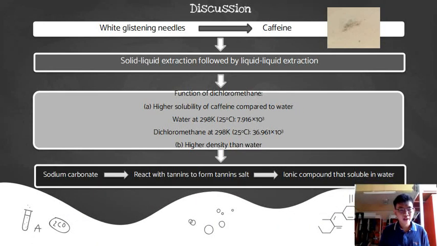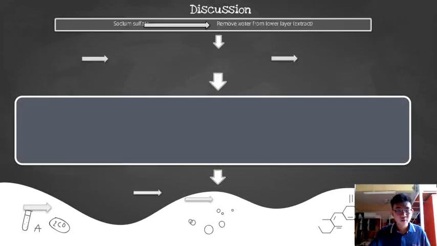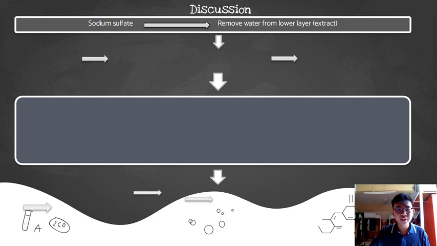The function of sodium carbonate in this experiment is to react with tannins in tea to form tannin salt. Tannin salt is an ionic compound that is soluble in water, so that we will not obtain any tannin salt during the recrystallization process. The function of sodium sulfate in this experiment is to remove any excess water from the lower layer, known as the extract, after the separation process.